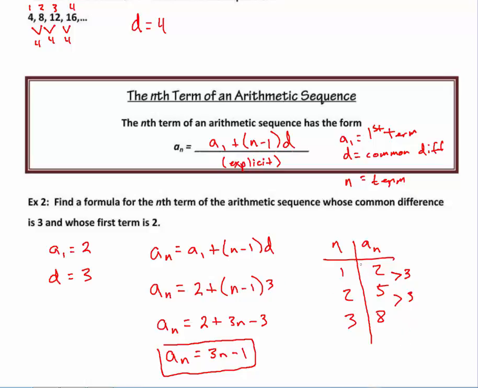Now that's not very useful to find the first three terms, but that would be really useful if we needed to find the 73rd term. So if we needed to find, let's say, the 20th term, plug in 20, 3 times 20 is 60, 60 minus 1, 59. And we didn't have to do any of this plus 3, plus 3, plus 3 stuff all the way down.